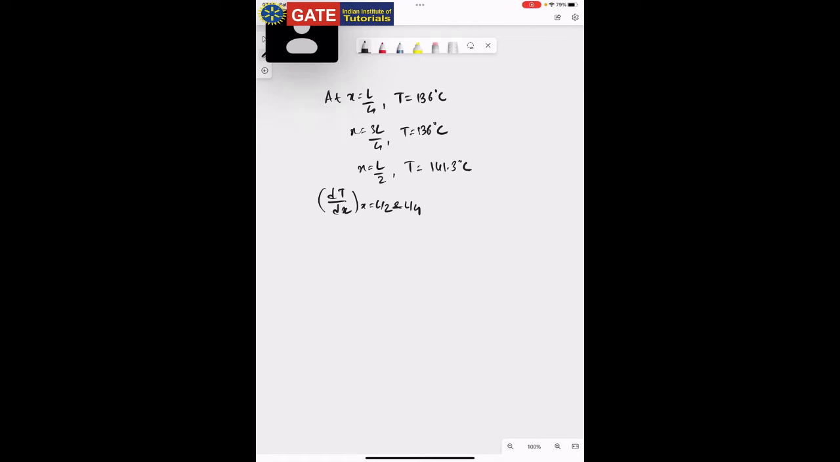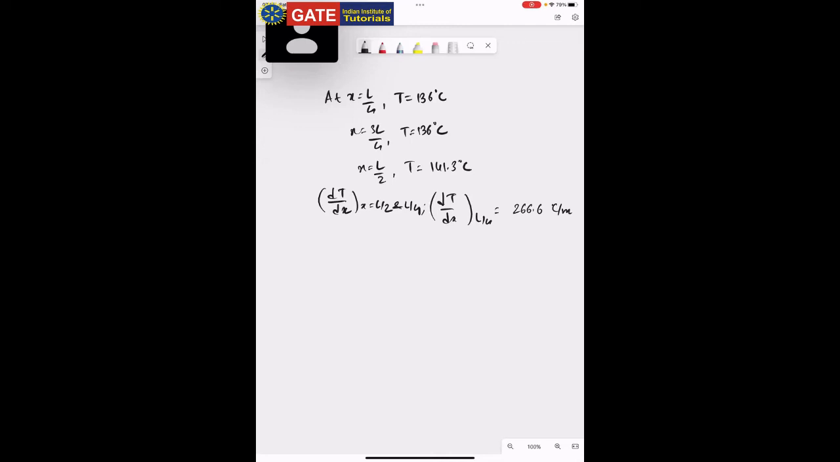Sir, at L by 4, is it 266.67? Yes. So dT by dx at L by 4 is equal to, is it 266 or minus 266? It's 266 only, sir. Positive. Okay. And what about at L by 2? 0. 0. Yes.